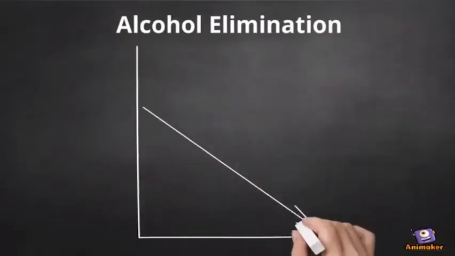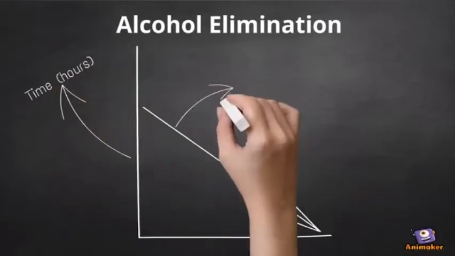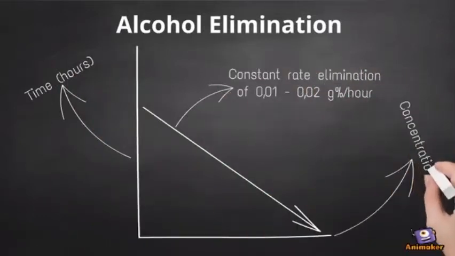Alcohol elimination is a constant rate process of 0.01 to 0.02 grams percentage per hour. It is also referred to as the beta 60. Therefore, 0.015 grams percentage per hour is the average rate of alcohol elimination.